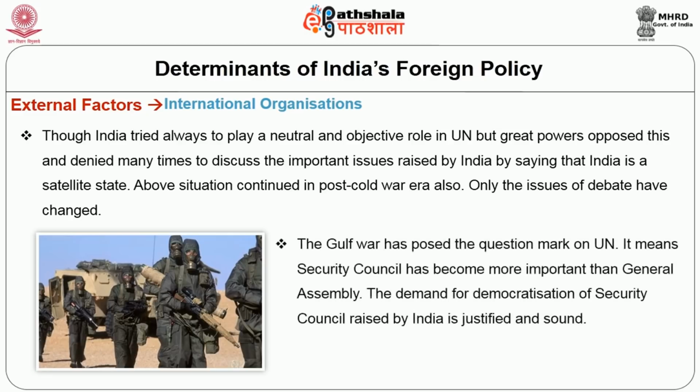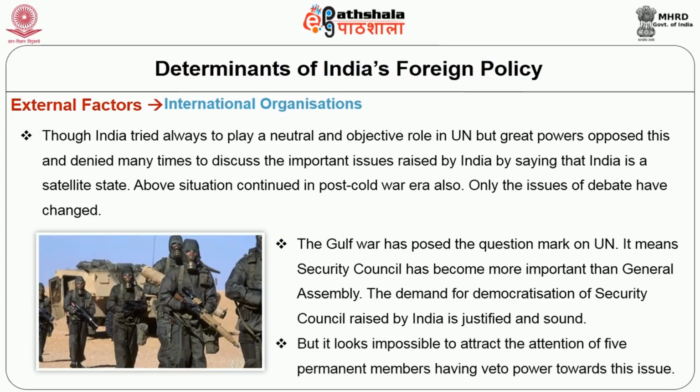The Gulf War has posed a question mark on the UN. Besides this, it is now open that the use of Chapter 7 of the UN is increasing instead of Chapter 6. It means the Security Council has become more important than the General Assembly. Hence, the demand for democratization of the Security Council raised by India is justified and sound. But it looks impossible to attract the attention of the 5 permanent members having veto power towards this issue.